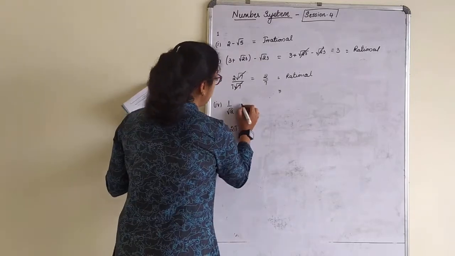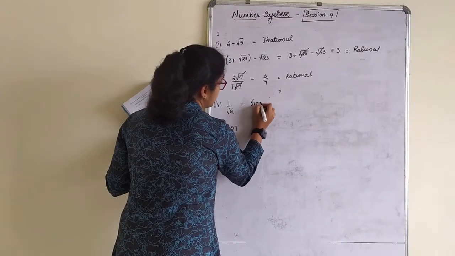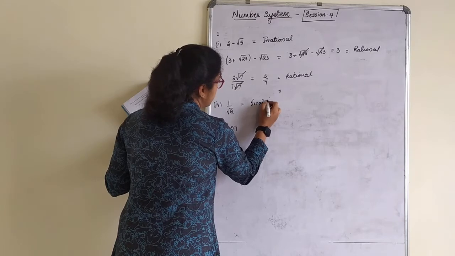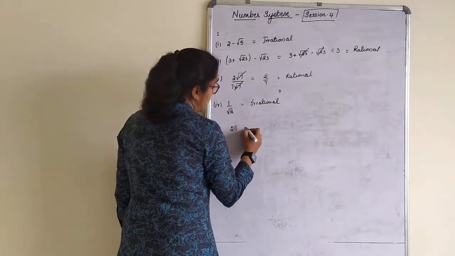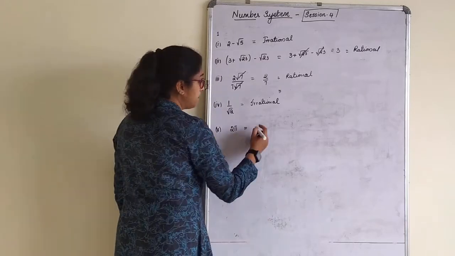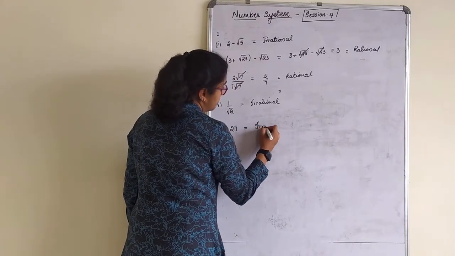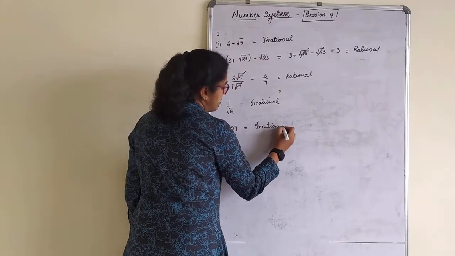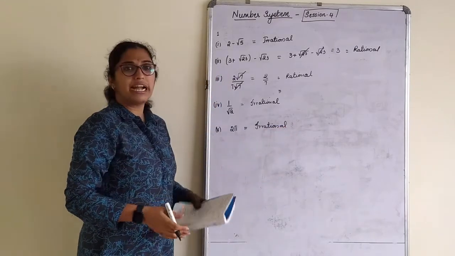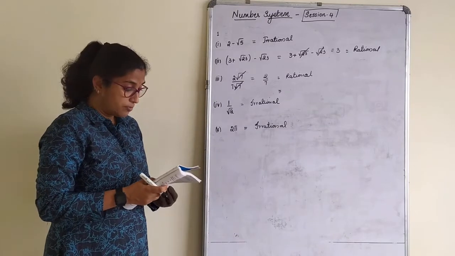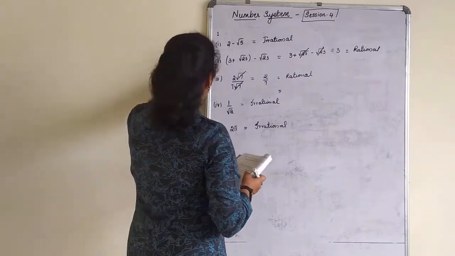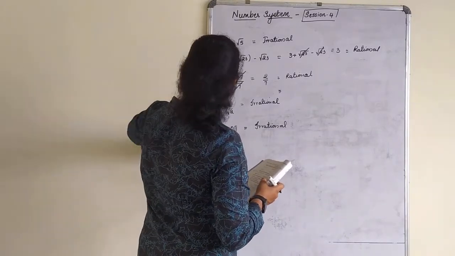Next is 1 by root 2, irrational. Any irrational number when you divide it, you get the answer as irrational. Pi is irrational, so when you multiply with that, of course irrational. So the first mean was very simple. You need to just identify whether it is rational or irrational. Copy it down quickly. Now next mean is simplification.